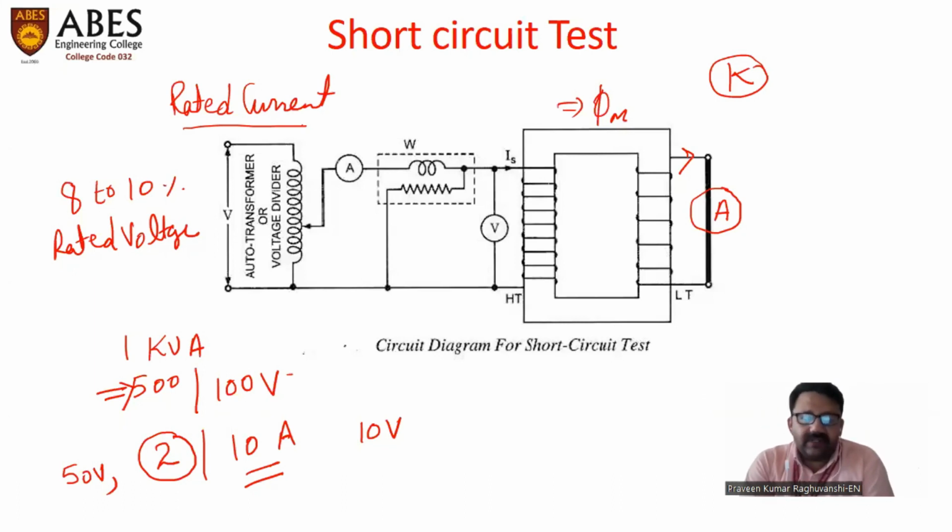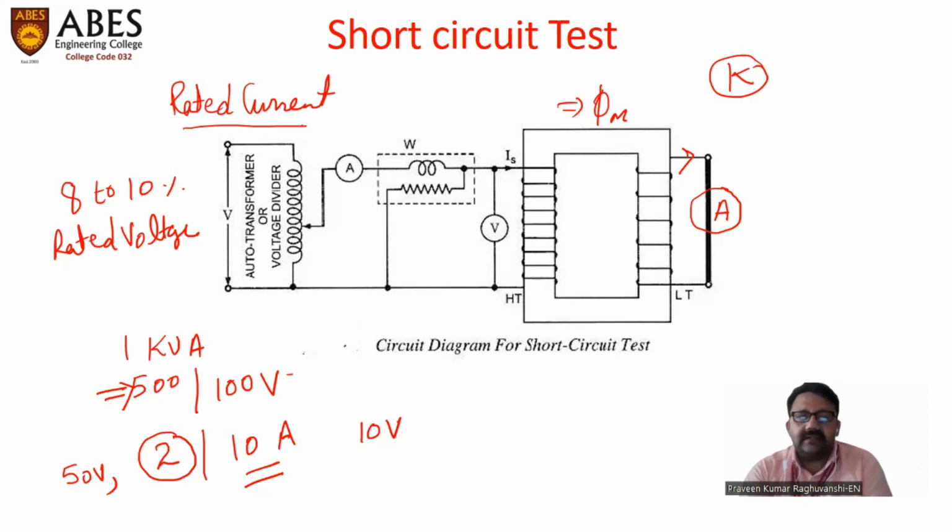So if we conduct this test on the low voltage side, the winding current becomes very high and the corresponding winding voltage becomes very low. So it is almost impossible to have instruments which are capable of handling high current at its corresponding low voltage levels. So this is the reason why it is advisable to conduct this test on the high voltage side, and the low voltage side is kept short.